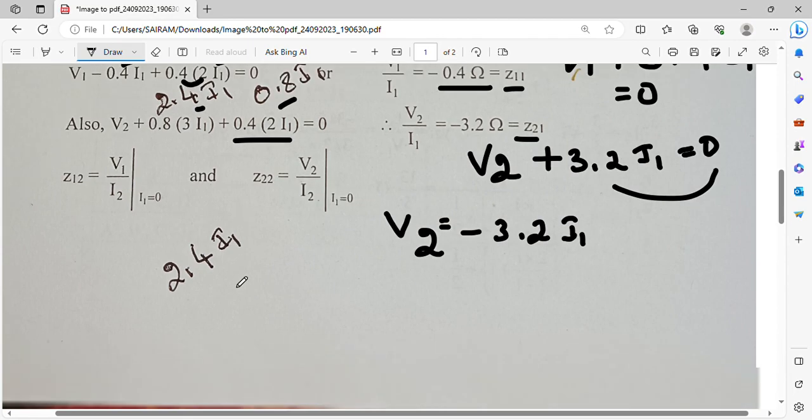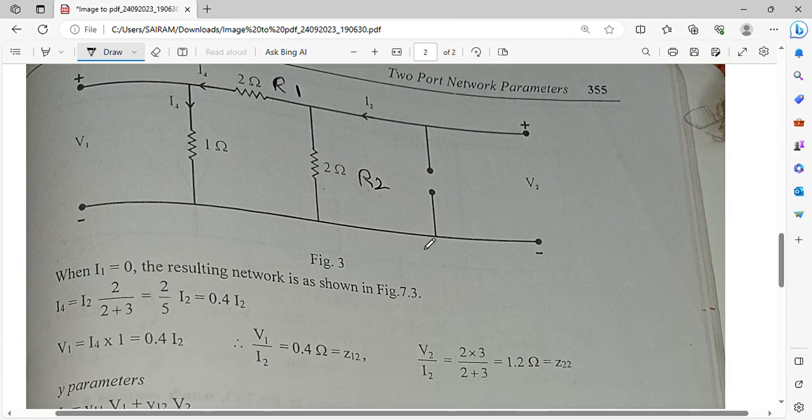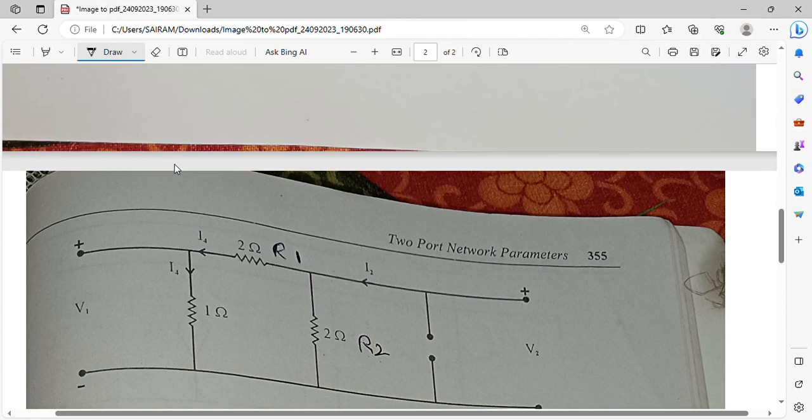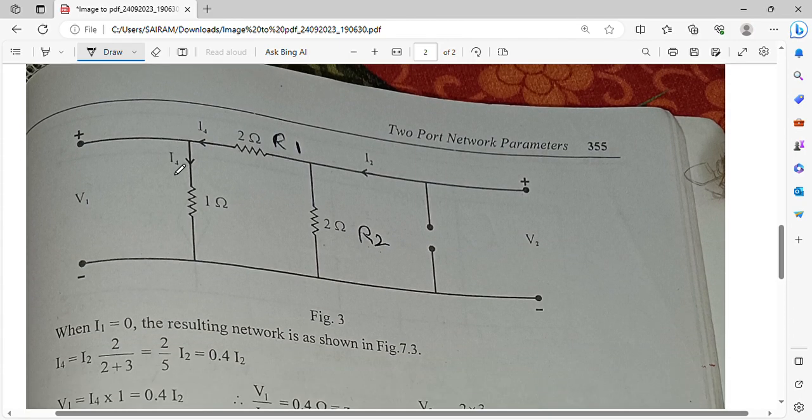If I solve this, I get this resultant circuit. Once again, I have to take the basic circuit given in the question, and for that I am going to eliminate I1, that is, make I1 equal to 0. So here my I1 is equal to 0. This 3I1, the dependent source, will become open circuited, and here also my I1 will get eliminated, right?